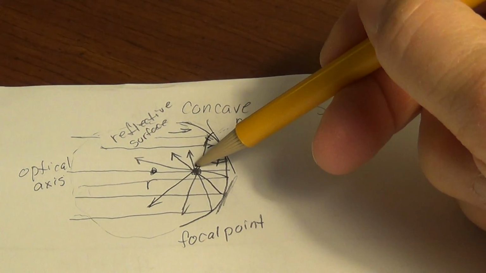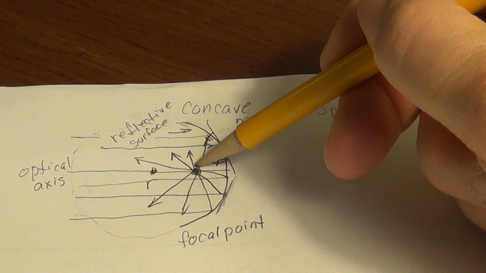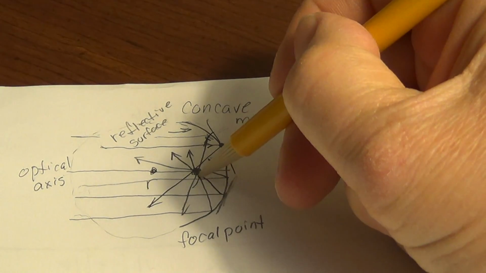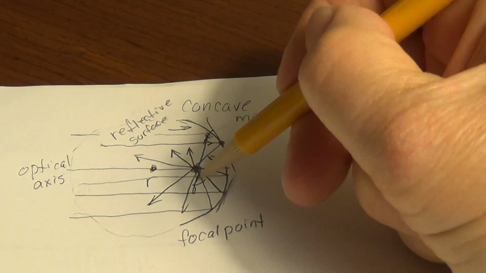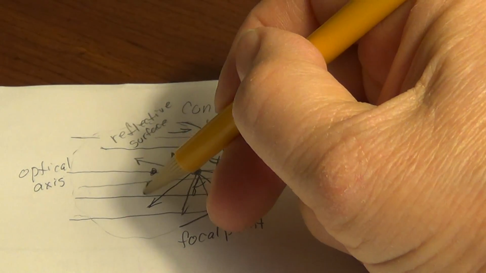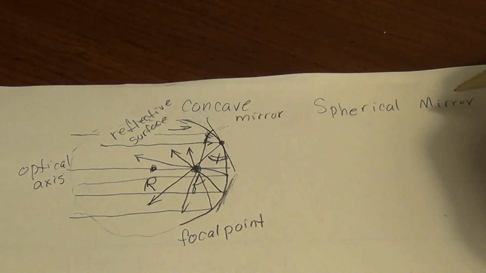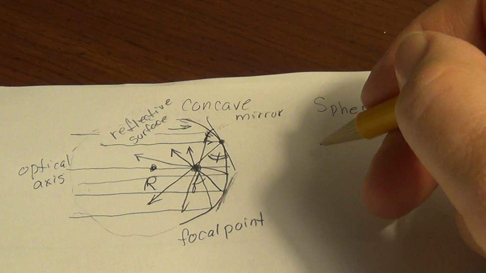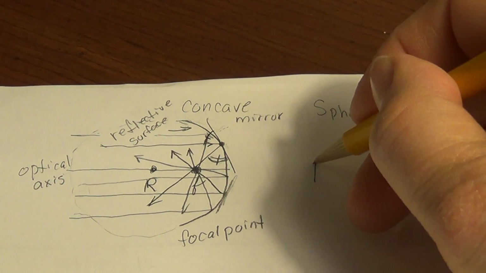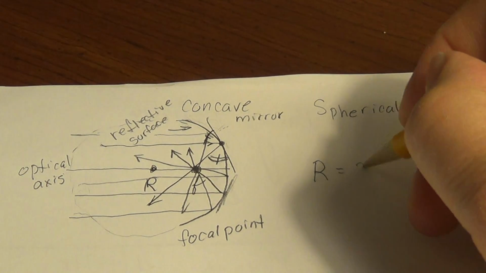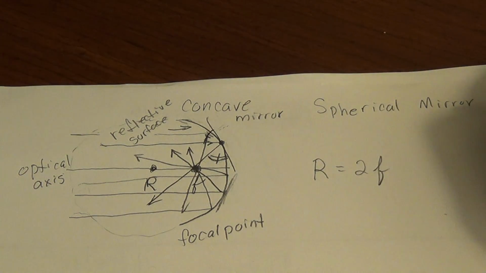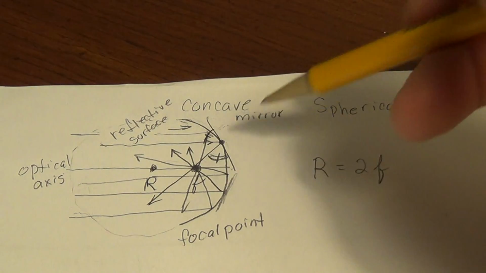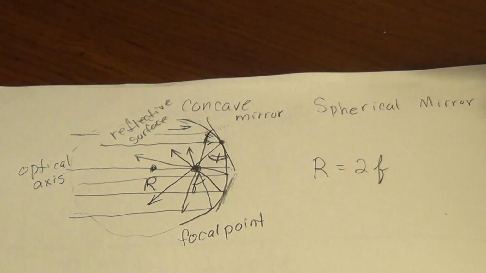Right there is the focal point. And there's a relationship between the radius and the focal point. I usually call the focal point small f, and the radius we often call capital R. And the relationship is that the radius is twice the distance to the focal point. So this is right in the middle. One radius is the same as two focal points.